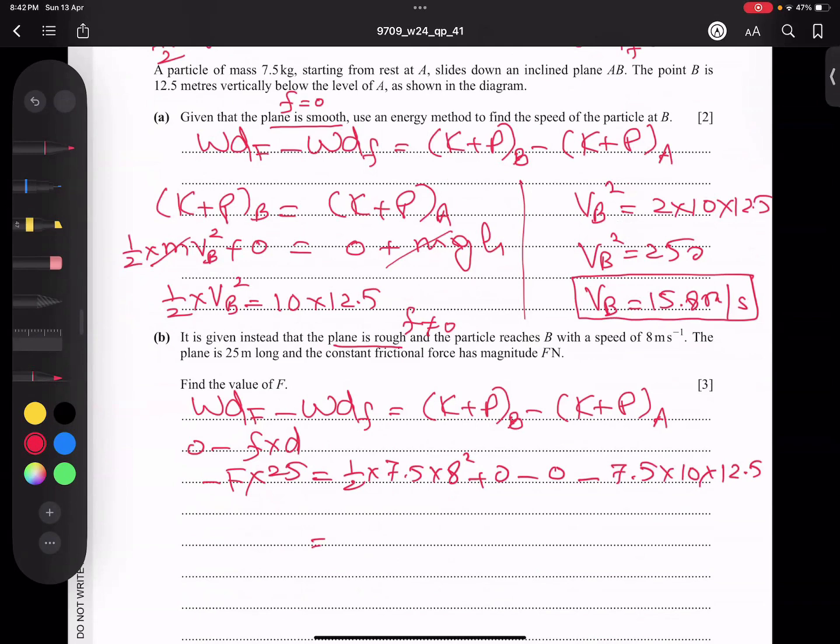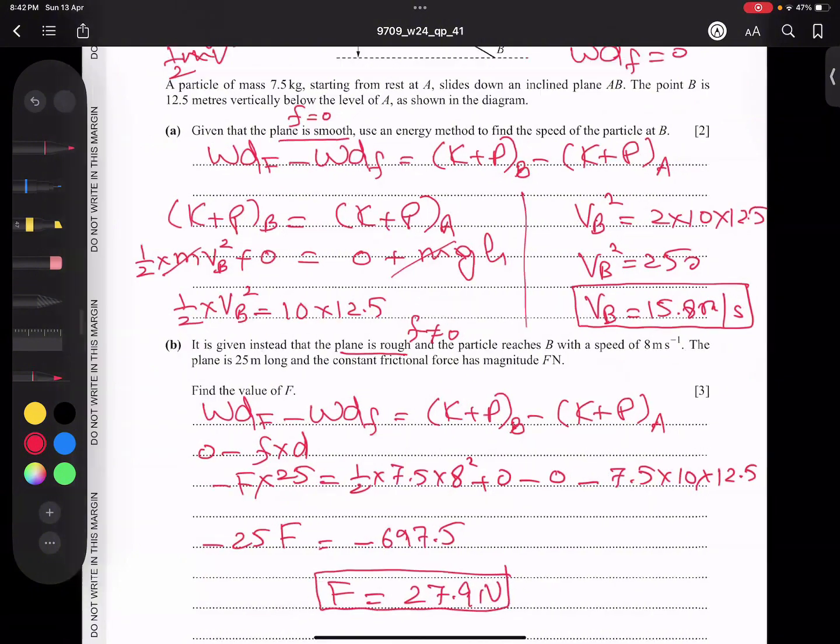I'm going to finalize it simply by typing in the calculator, and my answer is, left hand side, negative 697.5 and negative 25 F. 25 will go down, and when I divide, I get 27.9. So Alhamdulillah Rabbil Alameen. I believe you people understand. This question is done. So question number 2 is over.